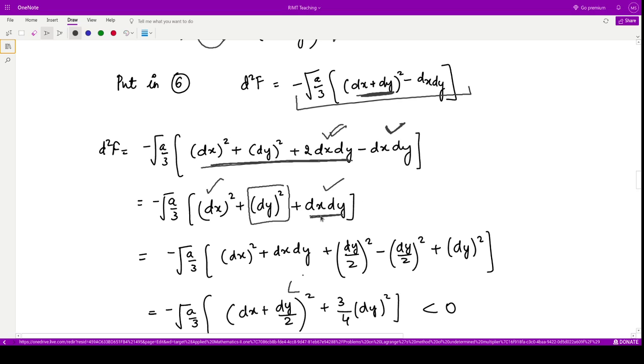How can we do that? This is the mixed term. We divide this mixed term by 2, take the square of that, add the square of that, and subtract the square of that quantity. So that is why you have this quantity as the first term, and you have this dy square term and this term. So this is equal to this term.